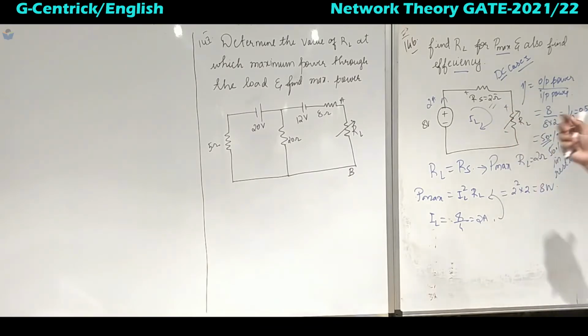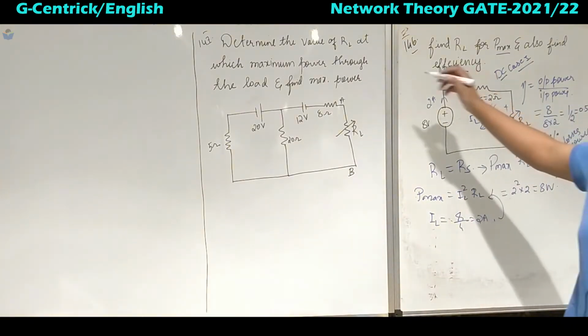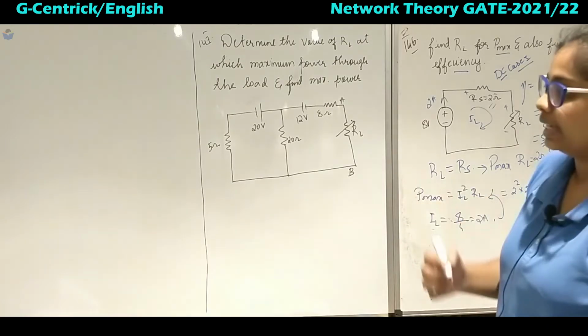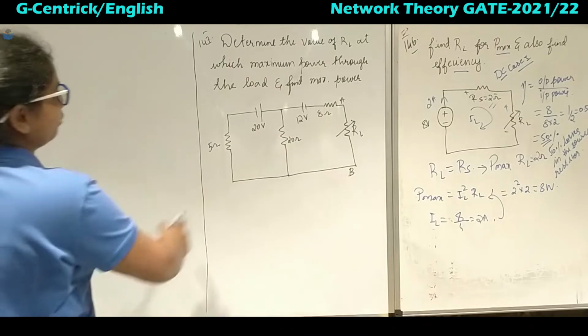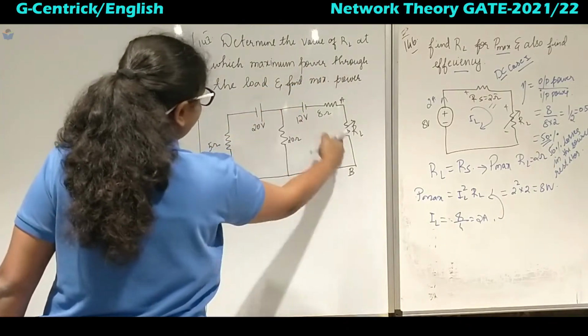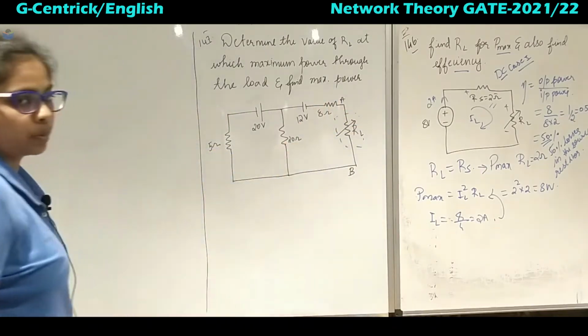So now using this numerical, we have seen in the theory class why we do not apply the maximum power transfer theorem to AC circuits or AC equipments. Okay, so coming to this 147th question, determine the value of RL at which maximum power flows through the load. So this is the load RL, and find the maximum power.